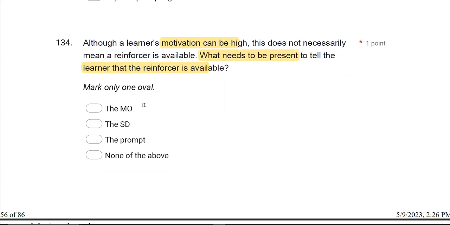A, the MO. Well, the MO has to do with motivation. It's the motivating operation. It's going to be the establishing operation or abolishing operation, but it's not going to signal reinforcement is available. Just because motivation is present doesn't mean reinforcement is also present. We need an SD to signal or tell us that reinforcement is available. Remember, a discriminative stimulus signals reinforcement is available. See the prompt? Well, the prompt follows the SD, right? So what we need is an SD. What needs to be present to tell the learner that the reinforcer is available is an SD. It's a cue or signal that a consequence is available.